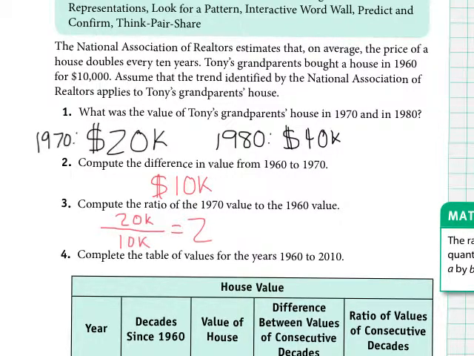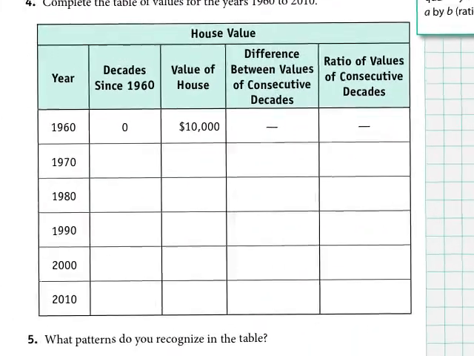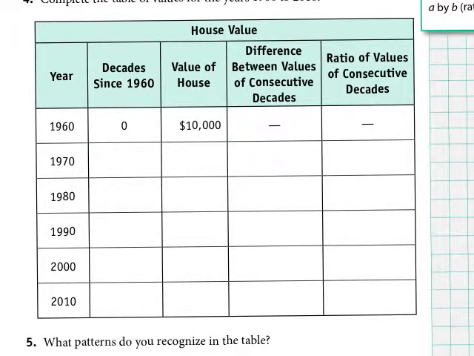So then taking that information and filling in my table here, I'm going to help you get it started. It gives us the information for 1960. Obviously, that's 0 decades away. House value is $10,000. Then 1970, how many decades away from 1960 are we? 1. We're 1 decade away. We figured out the house value was $20,000. We also figured out the difference between 1970 and 1960 was 10,000. And we figured out the ratio of 1970 to 1960 was 2. Right? So let's go ahead and fill in 1980 together.